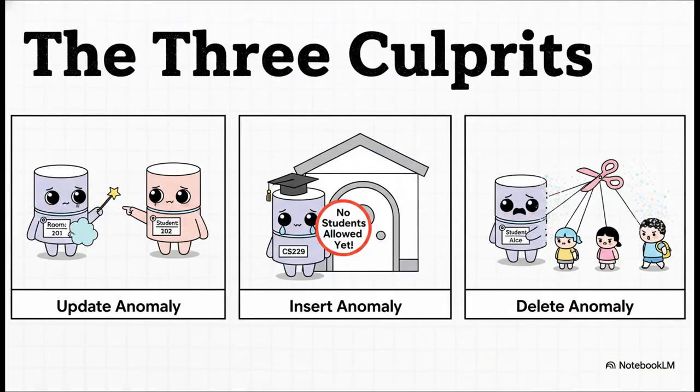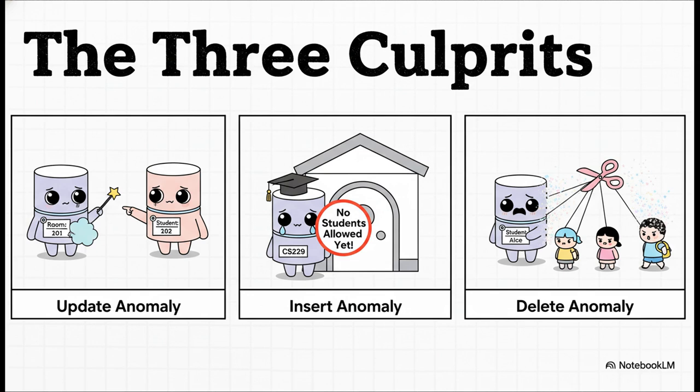And these are the three main culprits. First up, you've got the update anomaly. Let's say CS 145 moves to a new room. Now you have to hunt down and change every single row for that course. If you miss just one, your database is literally telling two different stories about where that class is.